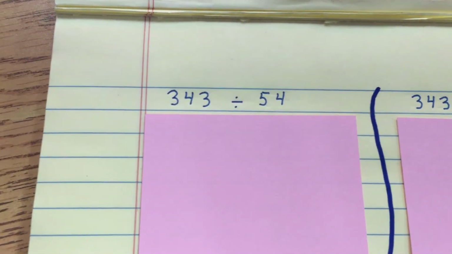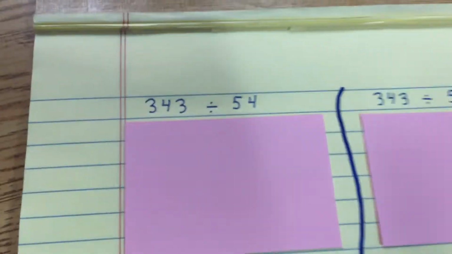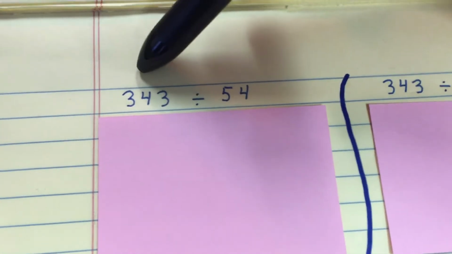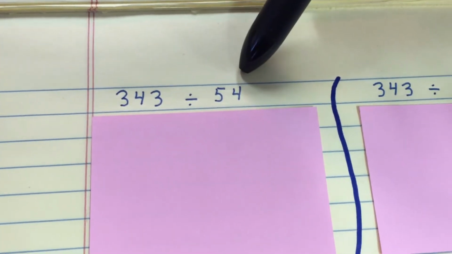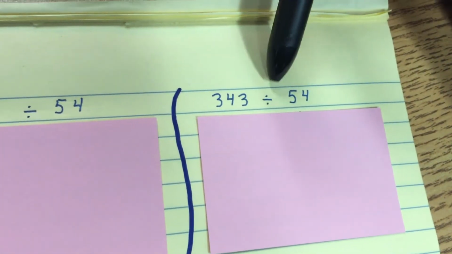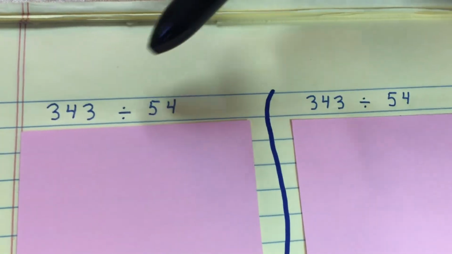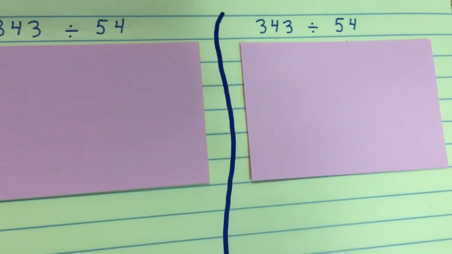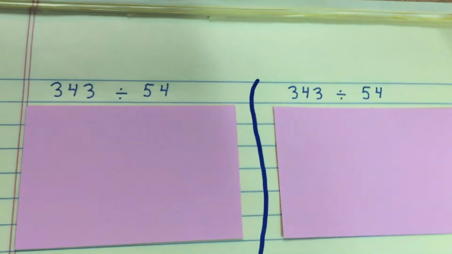Here we go. So today we're going to estimate with two-digit divisors. On your whiteboard, I want you to write this problem, 343 divided by 54 on the left side, and then on the other side, you're going to write the exact same problem because we're going to focus on two estimates. So take a moment to write that in on both sides, and then draw a squiggly line right down the middle to divide the problem.